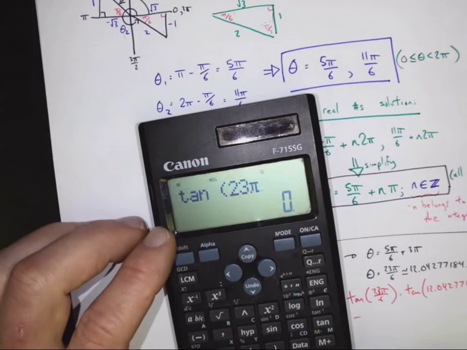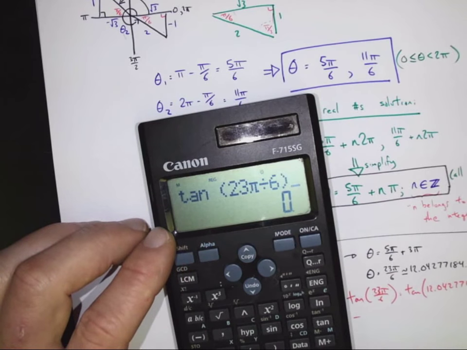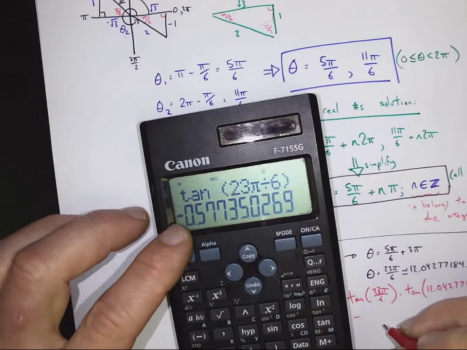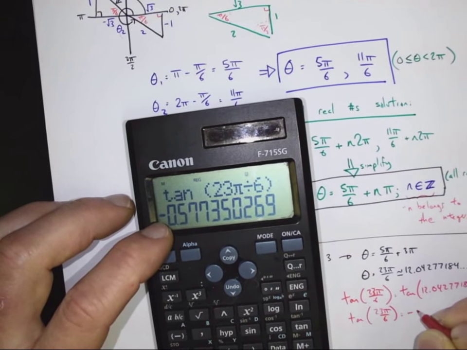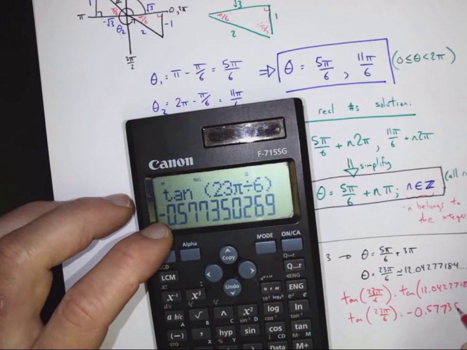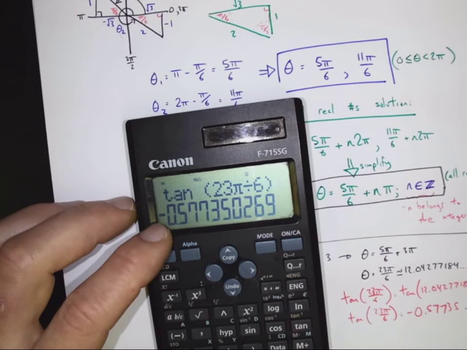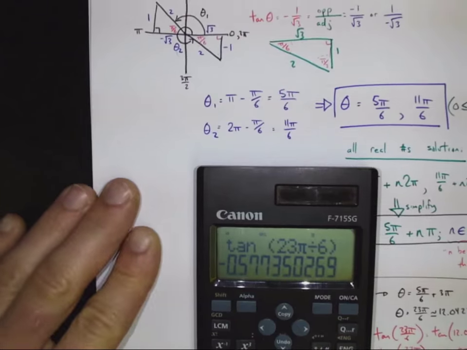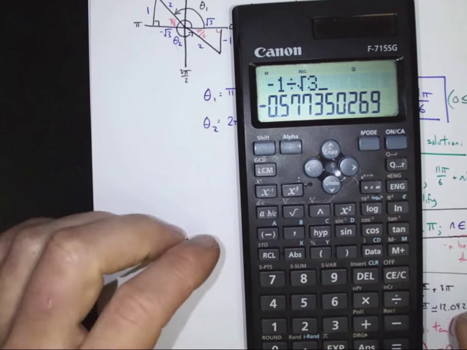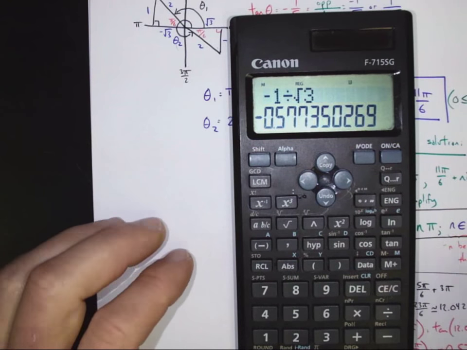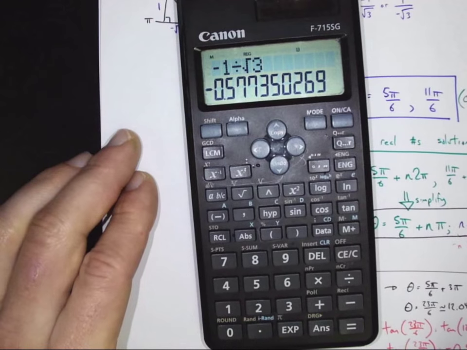23 pi divided by 6, close, negative. tan of 23 pi by 6 equals negative 0.57735... Is that equal to negative 1 over root 3? Let's just find out. Negative 1 divided by square root 3. Well, what do you know? It's the exact same thing. Equals negative 1 over root 3.